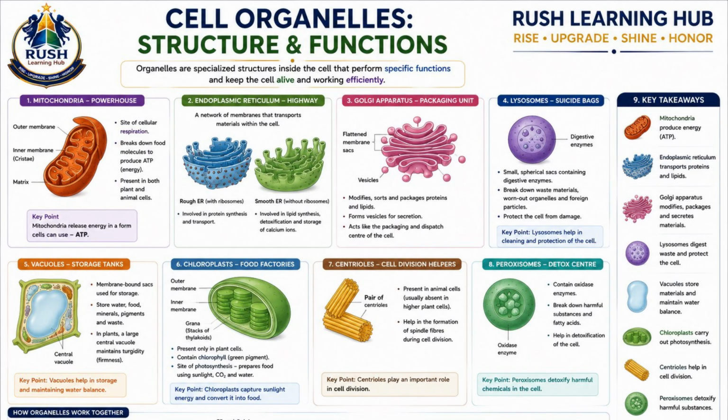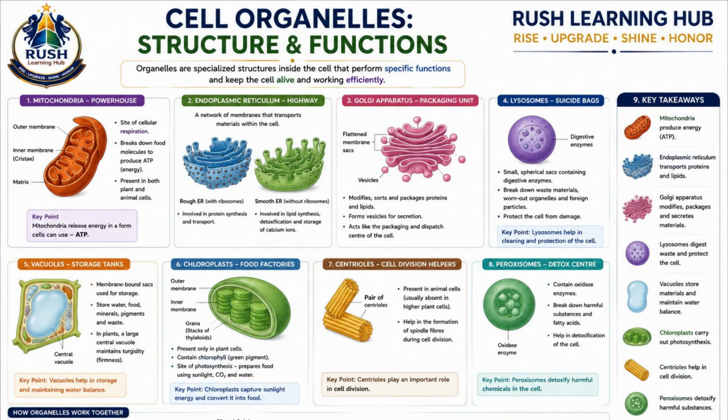The first is rough endoplasmic reticulum or RER. RER has ribosomes attached to its surface, giving it a rough appearance under the microscope. Because ribosomes are present, the rough ER is involved in the synthesis and transport of proteins.